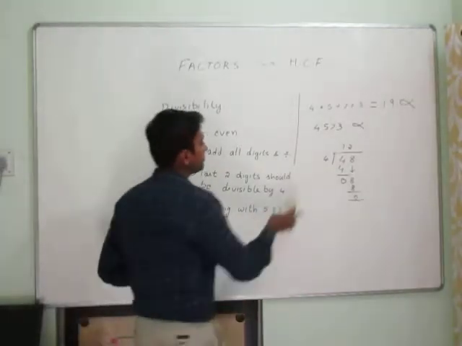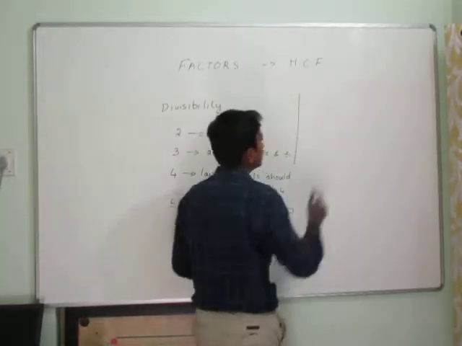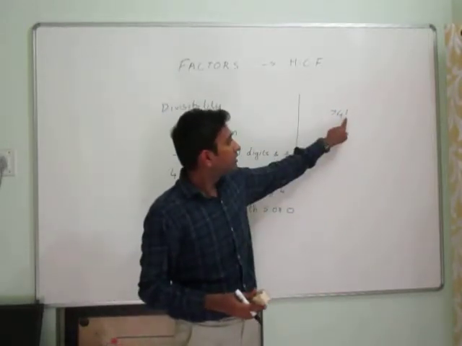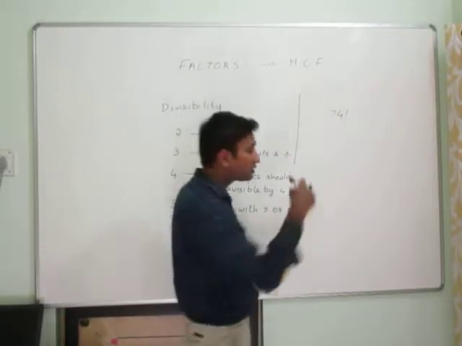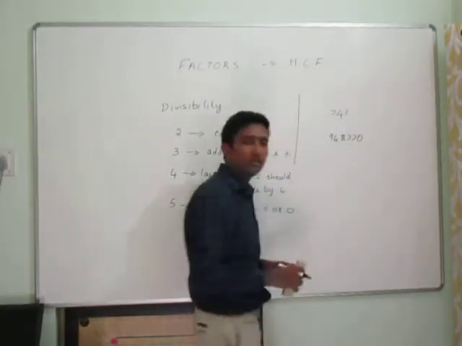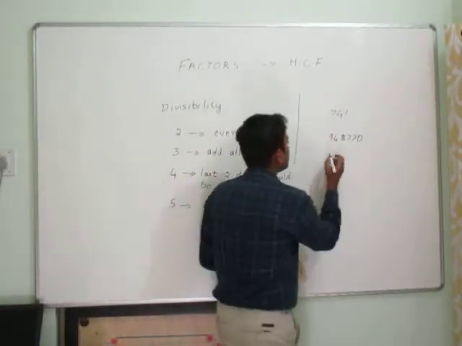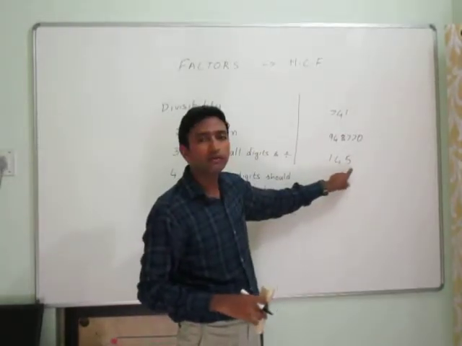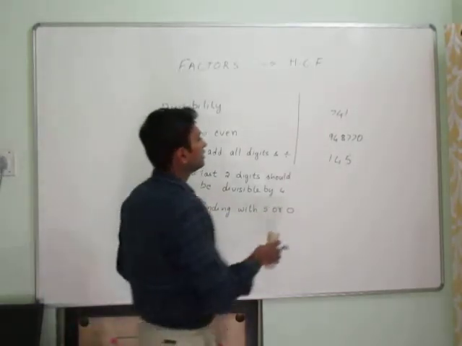Say one example. 741. Is it divisible by 5? I want to know. It's not ending with 5, it's not ending with 0, therefore it's not divisible by 5. Next, one more number, 94870. Is it divisible by 5? Yes. Why? Because it is ending with 0. One more number, 145. Is it divisible by 5? Yes, because the number is ending with 5. Right? So ending with 5 or 0 will be divisible by 5.